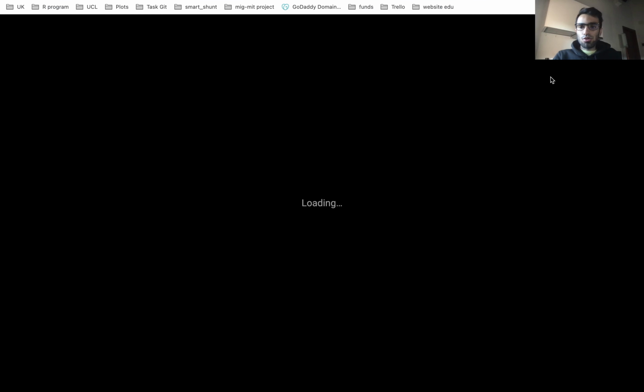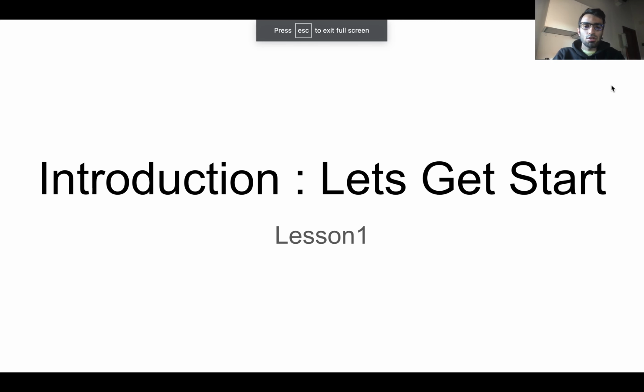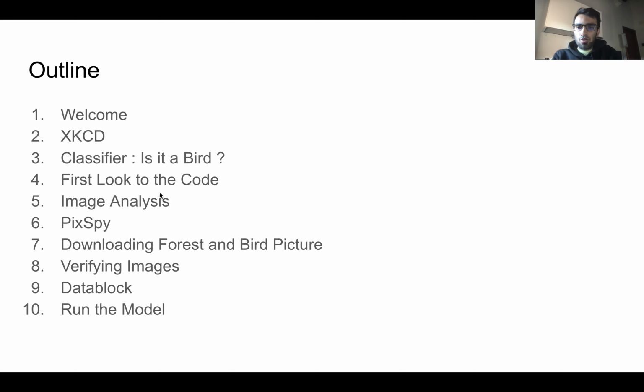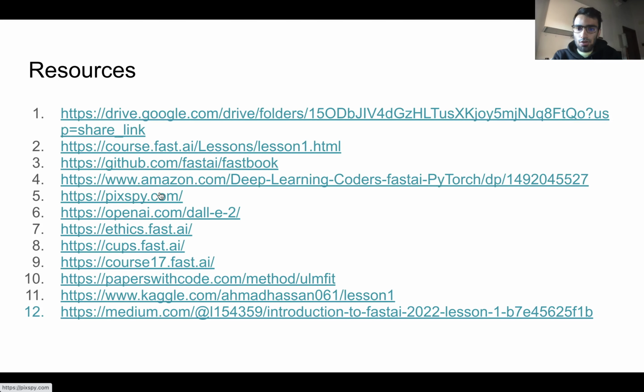First of all, I will summarize what this video will be about. We are getting started with deep learning, and this course is based on Practical Deep Learning by Jeremy Howard. I'm actually remaking the Fastai course, and the original link of the course is over here. This is the smaller version of lesson number 1 of that course. And I have provided some links here.